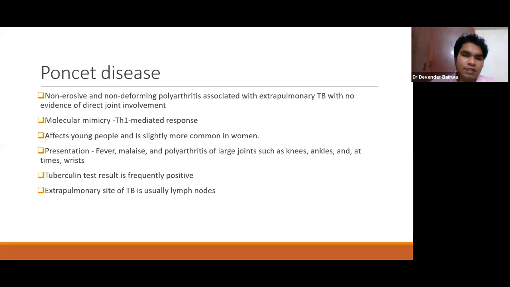In extrapulmonary TB, it is lymph node disease which is the most common with which Poncet's disease is associated. So how do you treat it? Poncet's disease beautifully responds to ATT therapy, and for symptomatic management, you can provide NSAIDs to these patients. So this is how you treat Poncet's disease.